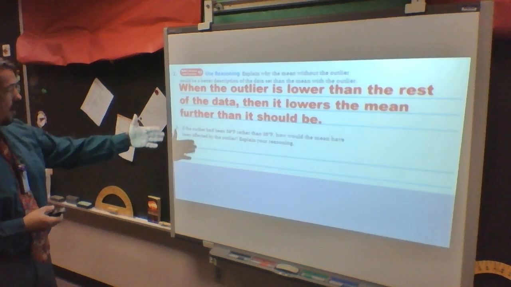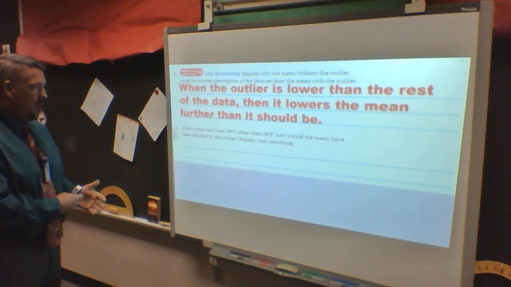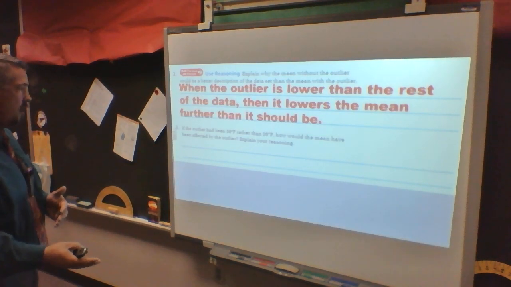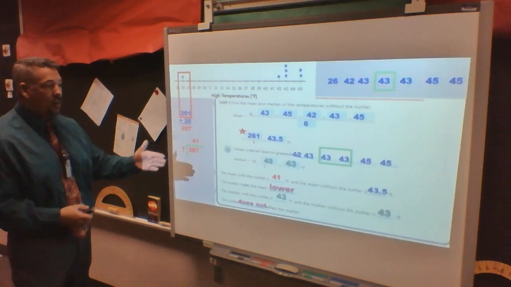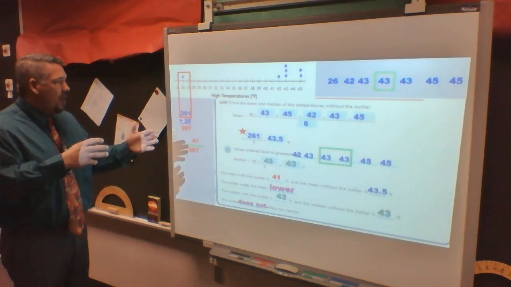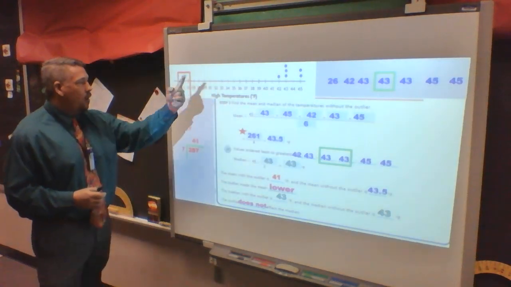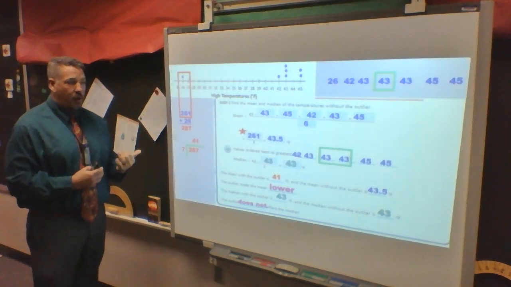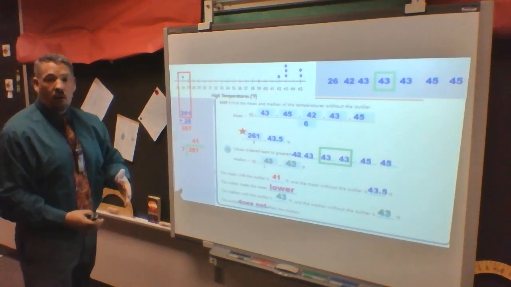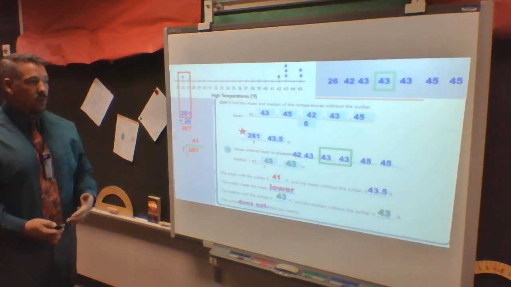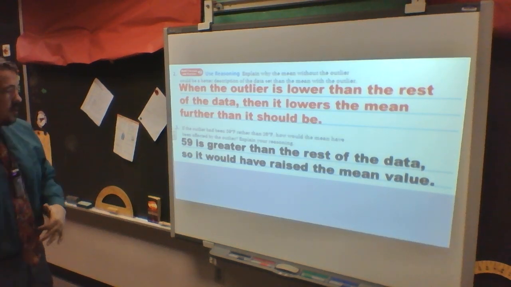So when I look at question 3 then, the second one on here, if the outlier had been 59 degrees Fahrenheit rather than 26 degrees Fahrenheit, how would the mean have been affected by the outlier? Explain your reason. So what that's saying is back here to this information. If my outlier was instead of here, but it was over here, we saw that a lower temperature lowered everything when it came to the mean, but not the median. How would it change if my outlier was hotter? Well, it would have to raise it, wouldn't it? So when I look at it, 59 is greater than the rest of the data, so it would have to raise my mean value.